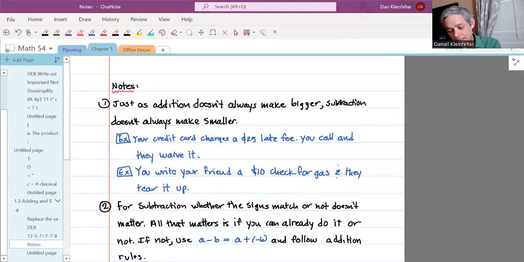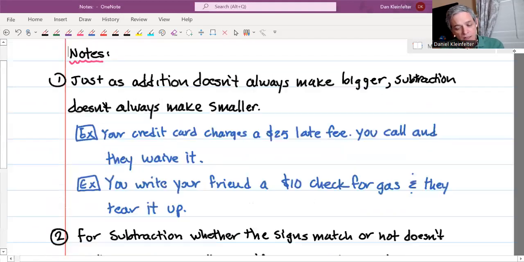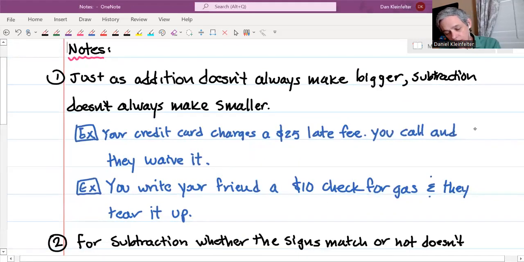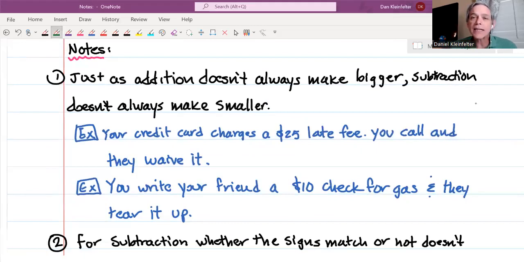Okay, a couple of comments and then a few more examples. Some things to keep in mind as you're working on all of this, that just like addition doesn't always make bigger, subtraction doesn't always make smaller. Okay, so thinking through a couple of examples. Suppose that your credit card charges you a $25 late fee because you were late on a payment. So of course they add that to your balance. Okay, so now you owe more. That's a negative 25 according to you, your side of it.